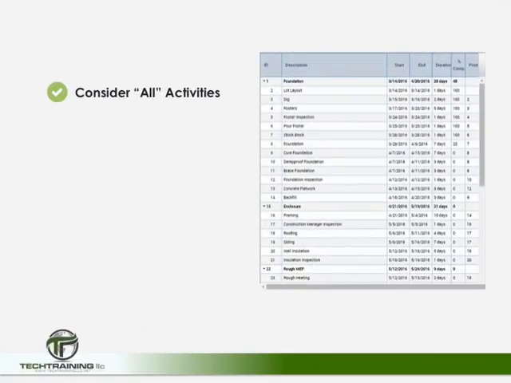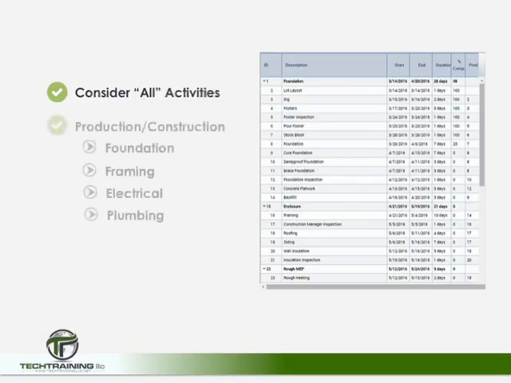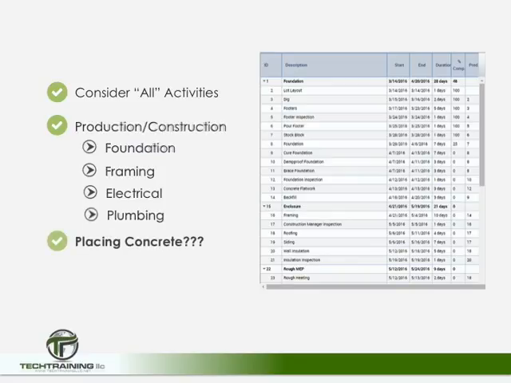Now, step 1 is defining the activities, and this is going to be the first thing that we do. Anything that has to be done by anyone on the construction site is considered an activity. So let's start by looking at production and construction. These would be activities that are directly related to the actual construction of the facility. These activities are easily understood by everybody on the construction site, such items as building a foundation, framing, and such.